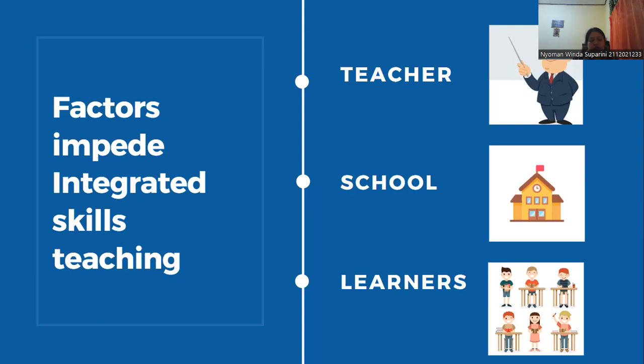Student factors, or the learner factors, that may hinder the integrated language skills teaching approach are related to their motivation, attitudes, and language proficiency. Students with low motivation, very poor language proficiency, and negative attitudes towards their teachers may hamper integrated language skills teaching.